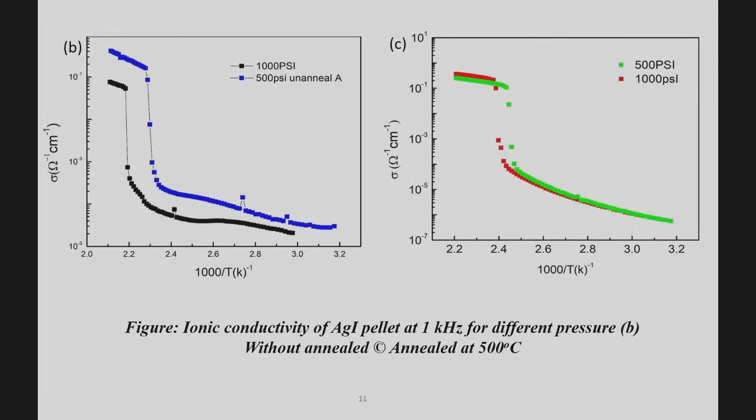In graphs B and C, when we made pellets at 500 psi and 1000 psi pressure, there is a difference in their ionic conductivity before annealing. But when we anneal them, there is no difference in the ionic conductivity of silver iodide at both pressures. This graph shows that the ionic conductivity is pressure independent.